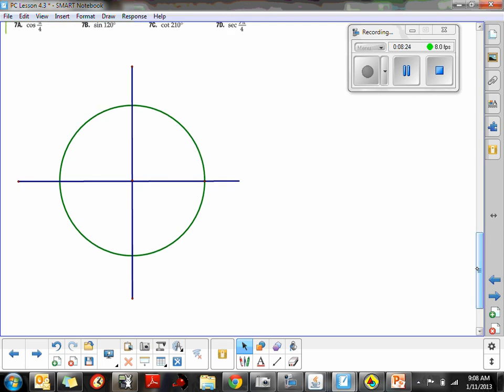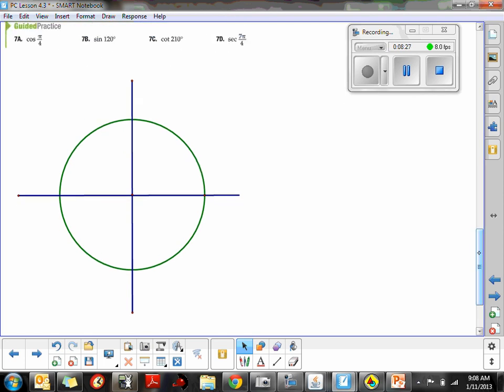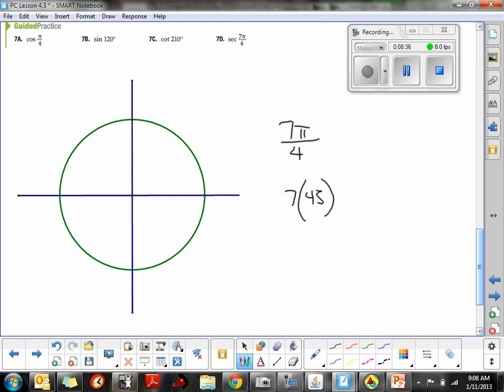Okay, so we got to figure out where 7 pi fourths is. When you're dealing with radians, a lot of times what you want to do is this is 7 pi fourths. You could say this is 7 of those 45-degree angles. So you could do it that way. And if you have 7 45s, that is 315 degrees.